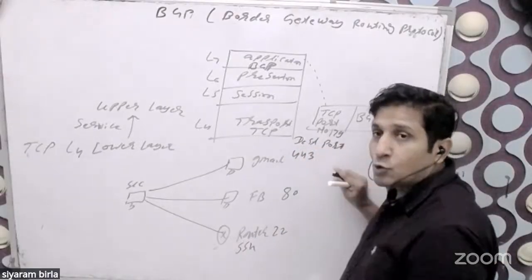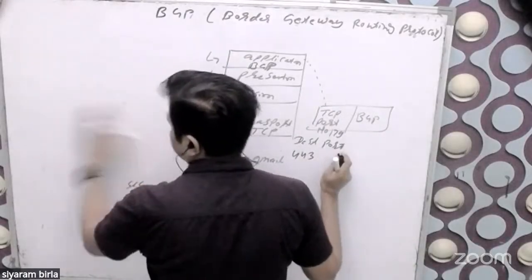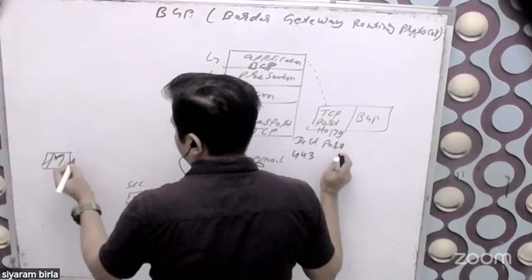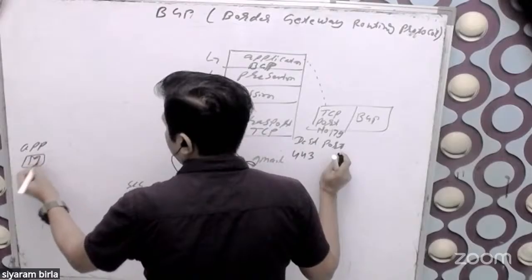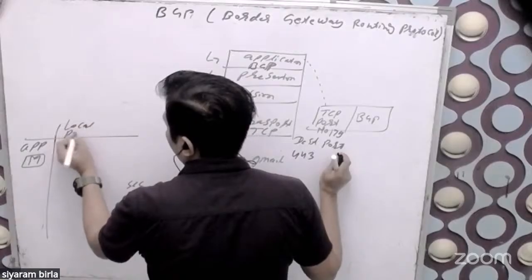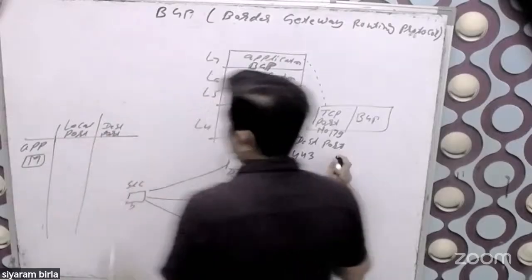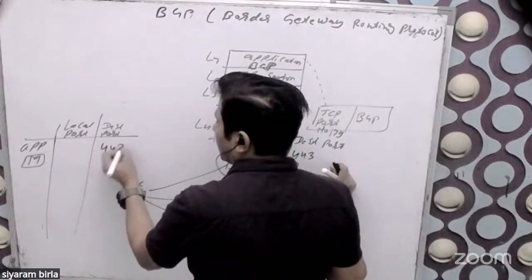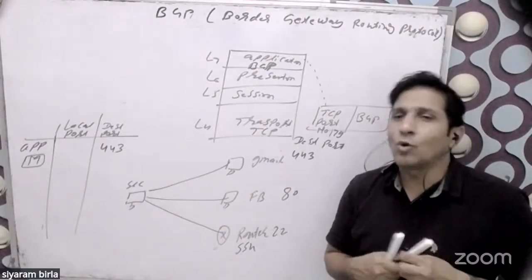And for the source, Gmail uses the Gmail application. Suppose the Gmail application looks like this, on my mobile. For Gmail, it uses a local port and the destination port. The destination port is 443, and the local port can be any local port.